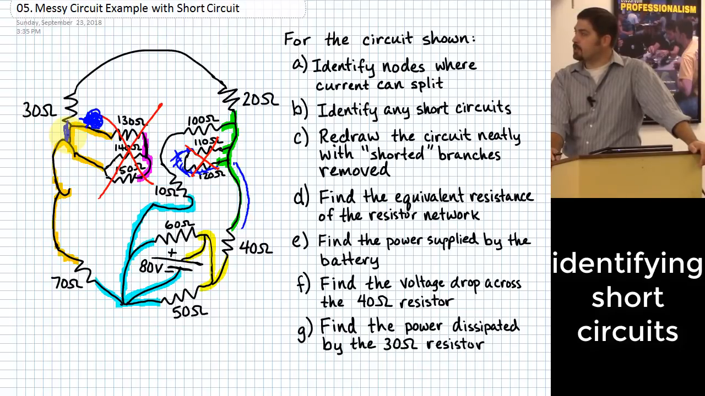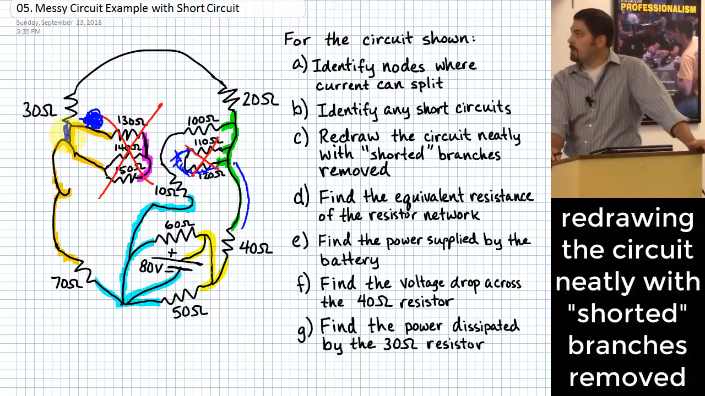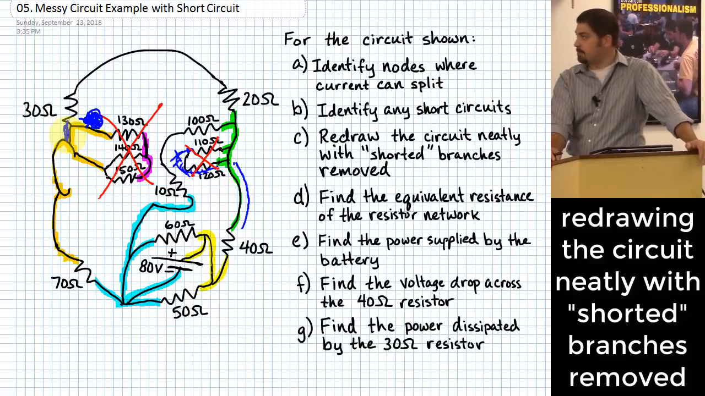Okay, what's happening is current wants to flow from the positive side of that battery to the negative side. And it will find any paths that it possibly can to go from the positive side to the negative side. Right now it's a little bit difficult to look at that and see all the different directions it's going to go. But the next step, where I redraw this circuit neatly with shorted branches removed, is going to fix that for you. Okay? And I'm going to show you that you can do this too, and it's not actually that hard to go from something really messy like this to something that's easier to understand.